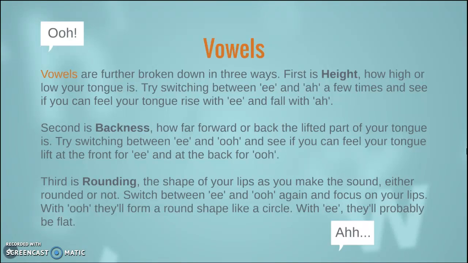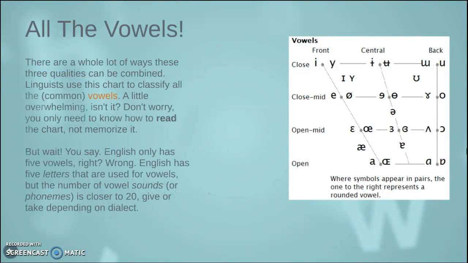Switch between E and Oo again and focus on your lips. With Oo, they'll form a round shape like a circle. With E, they'll probably be flat, at least mostly flat. E-oo, e-oo, e-oo. This is the chart that we use for all the different vowels.